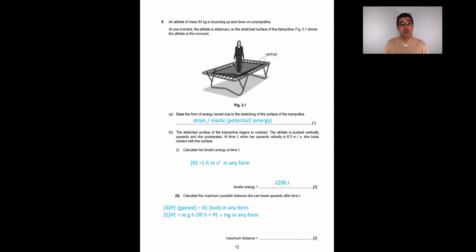So what you're supposed to do is GPE equals mgh. But this time you know the GP at the top because you know the kinetic energy at the bottom. So height would have been GPE over mg. In other words, 1200 divided by 64 times 10. In other words, 1200 divided by 640. And that would have given you 1.8 meters. If you made a mistake in the first part, error should have been carried forward in the second part.